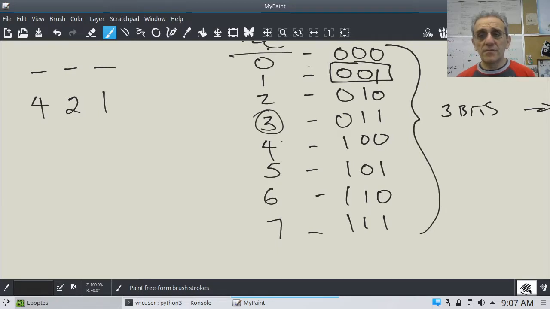Obviously this is 0, because there's no 1s. Here is a 1 in the 1 spot. Yep. Here is a 1 in the 2 spot. Now the 3 is a 2 plus a 1. The 4, well, we have a 1 in the 4 spot here, but nothing for the 2 and the 1 here. And then the 5 is a 4 plus a 1. The 6 is a 4 plus a 2. And the 7 is a 4 plus 2 plus 1. See how that works?